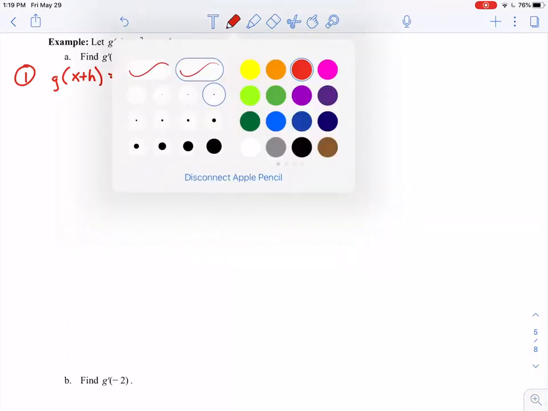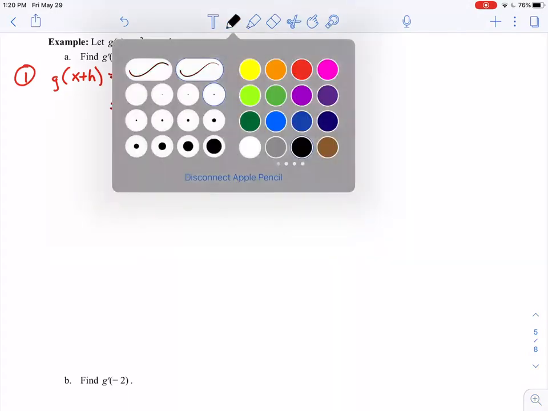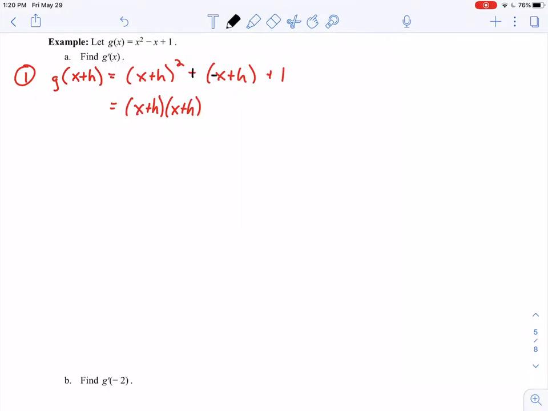Remember that this guy right here, you are going to have to FOIL that out. So maybe we'll take a step and remember that that's really x plus h times x plus h. This minus sign right here, we are going to have to distribute to each of those terms. So let me do that in a different color here. So we're going to take that and distribute that. So we have here minus x minus h plus 1.